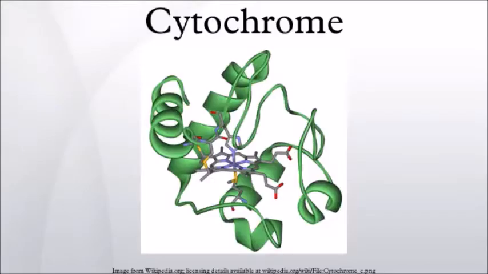Cytochromes are heme proteins containing heme groups and are primarily responsible for the generation of ATP via electron transport. They are found either as monomeric proteins or as subunits of bigger enzymatic complexes that catalyze redox reactions.